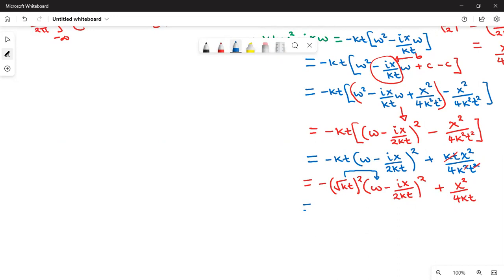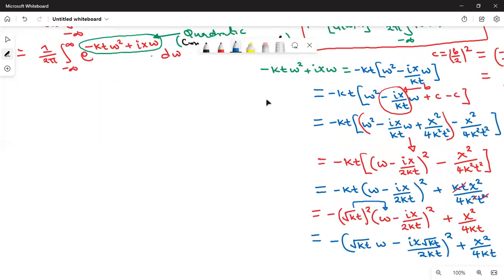So this can as well be written as negative of the square root of kt times omega minus iota x times root kt over 2kt, this is squared, plus x squared over 4kt. So that's what we have. When we complete the square, we get that.